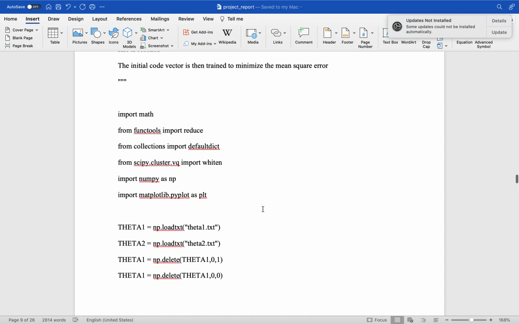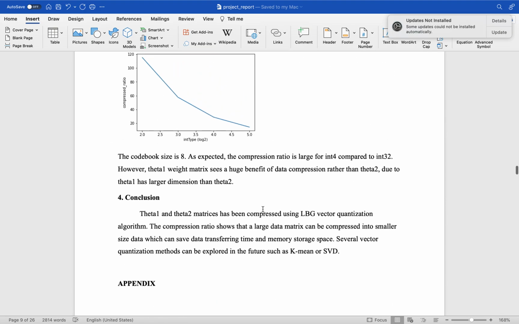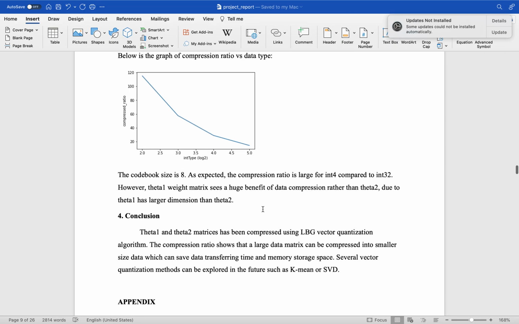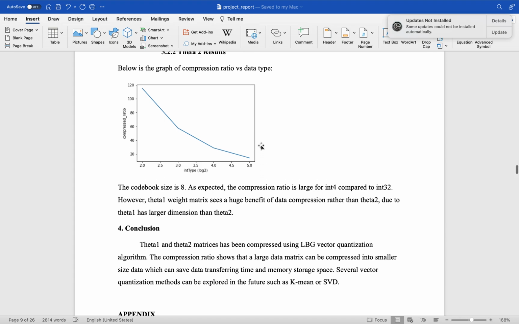The appendix contains the actual Python code that I implemented. And that's pretty much it for the presentation. Thank you for your time.